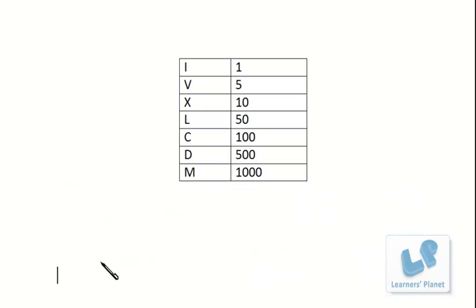Now let's write 51 to 60. Now what 51 is? It is 50 plus 1. Now what 50 is? It's L and 1 is I. So what 51 is? LI. Similarly we go for 52. So it's 50 plus 1 plus 1. So it's LII. Okay.